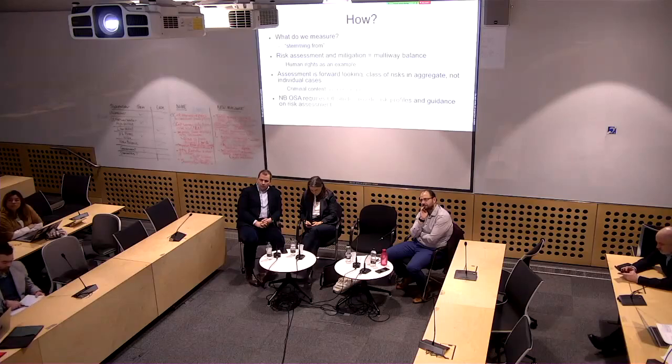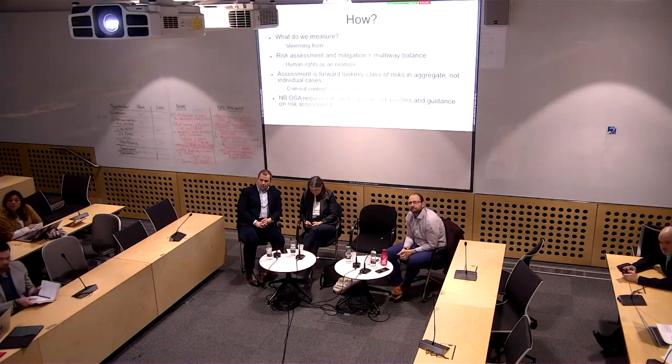What do we measure? I think "stemming from" is a slightly ambiguous phrase. Are we talking about things that have been caused or things that the system contributes to? And then there's the point about what our baseline is. It is actually a very complex assessment because we are not looking at individual items of content. We're not saying, is this individual piece of content good or bad? Your risk assessment is forward-looking, and it is looking at categories of behaviour, categories of content, the way functionalities may operate in aggregate. That's quite difficult.